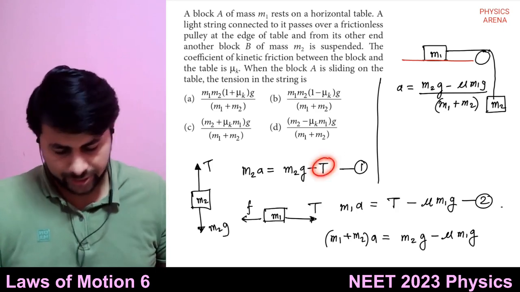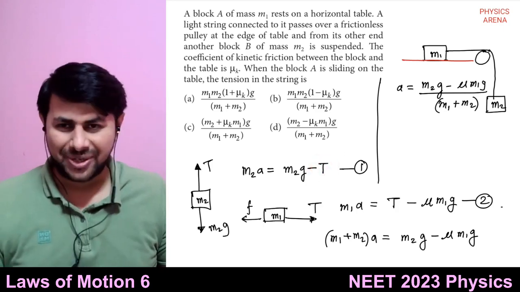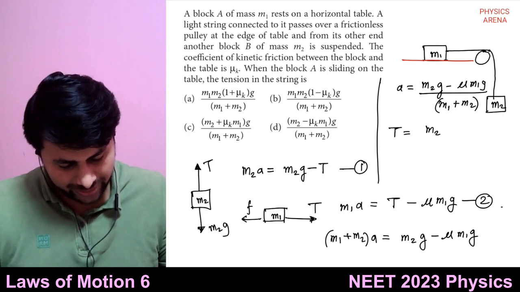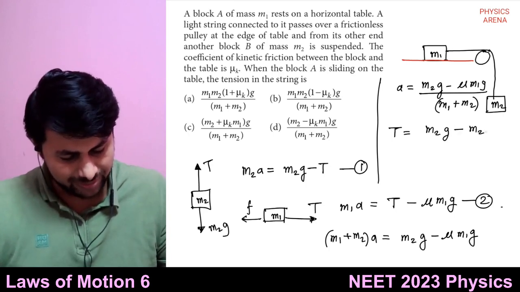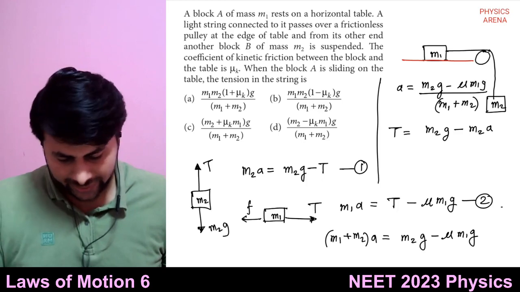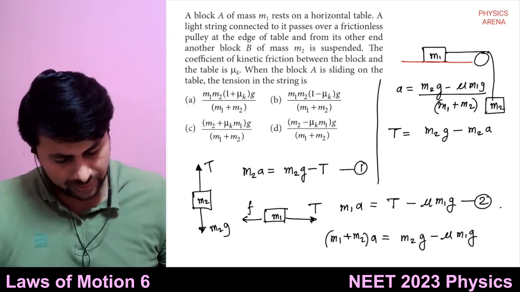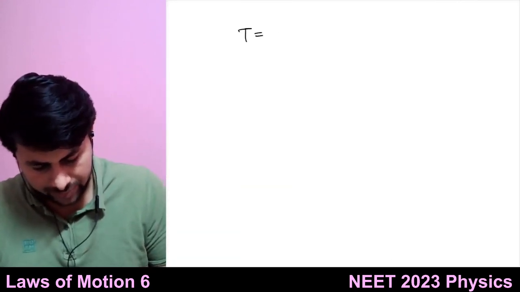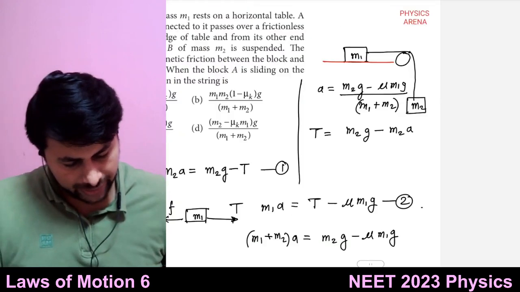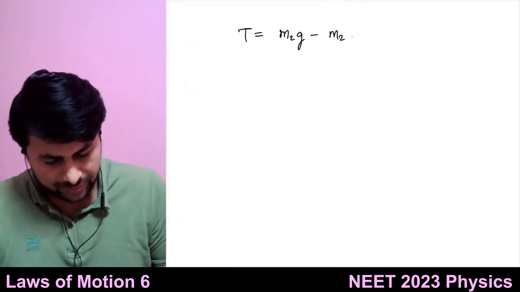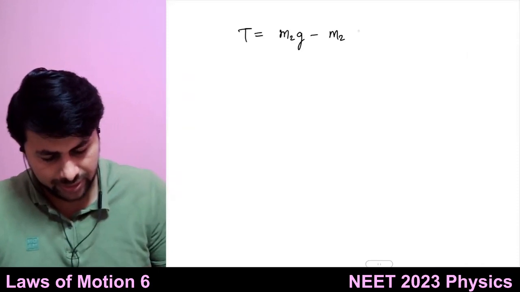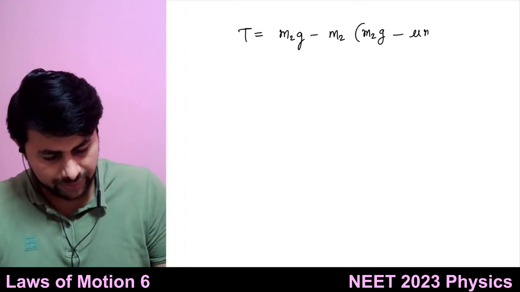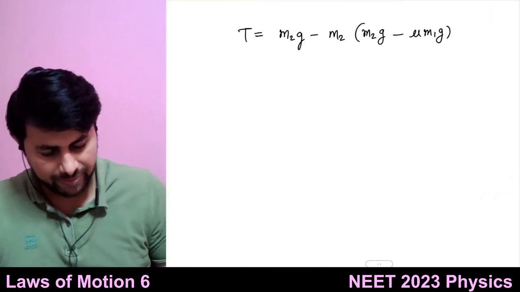Now substitute that in the first equation to find out the tension. So T equals, what is tension? M2 into g minus m2 times a. If we substitute the acceleration, tension is equal to m2 times g minus m2 times a, and a is m2 times g minus mu times m1 times g, divided by m1 plus m2.